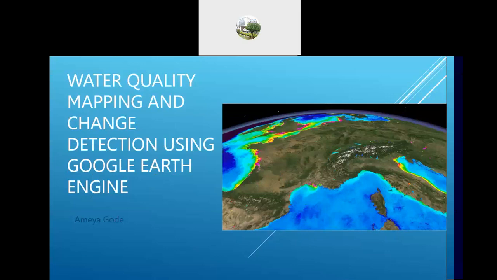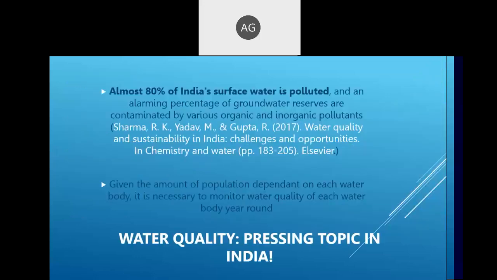Good afternoon, everyone. My name is Ameya Gode, and today I'm going to conduct a demo and training on the topic of water quality mapping and change detection using Google Earth Engine. So here we'll be trying to address the question: can we use this cloud-based processing, the ML algorithms, big data to get what we want, the water quality of the entirety of India's water bodies? So let's start with the first question: why should we have this kind of water quality assessment?